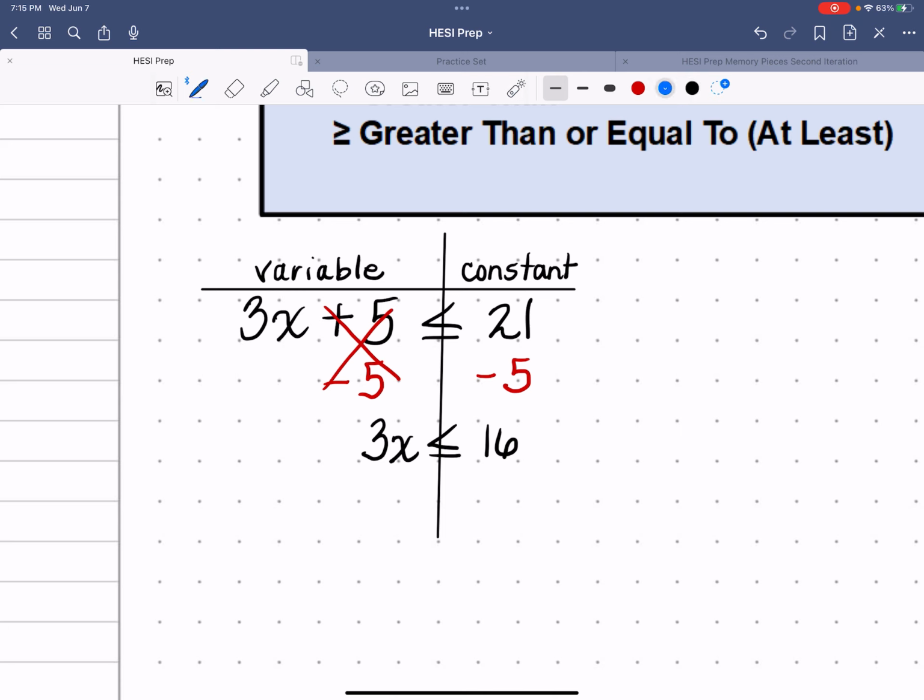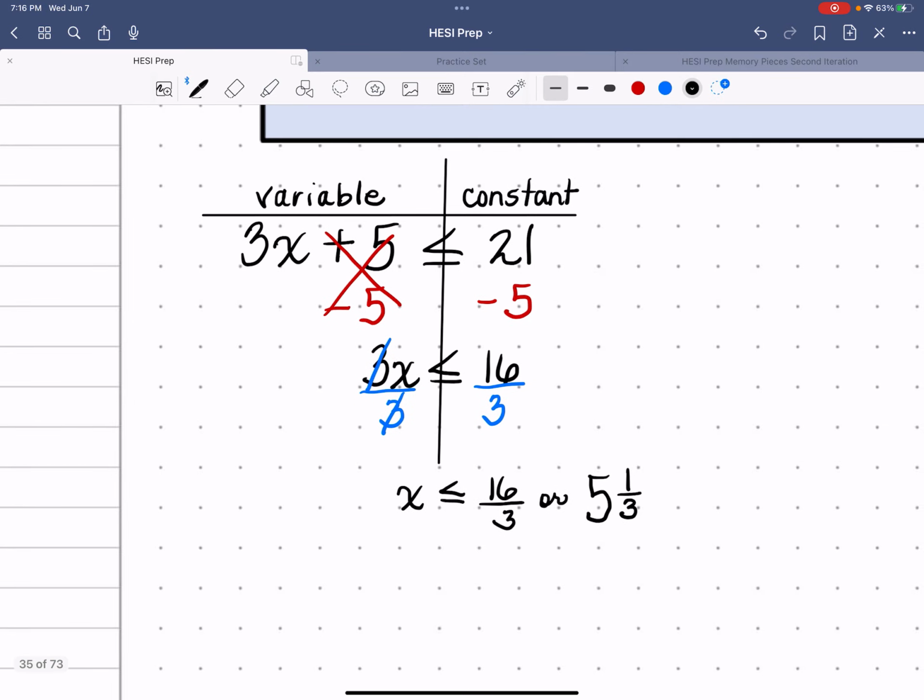And then we need to get the 3 over to the constant side. So let's divide it by 3. So x is 16/3. Or sorry, x is less than or equal to 16/3. And if you wanted to put it in mixed number form, 3 into 16 is 5 times with 1 left, and a 3. So x could be anything less than or equal to 5 1/3. It could be 5 1/3, and it could be anything below 5 1/3.